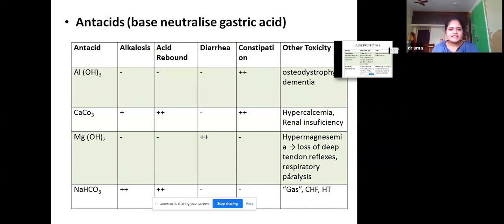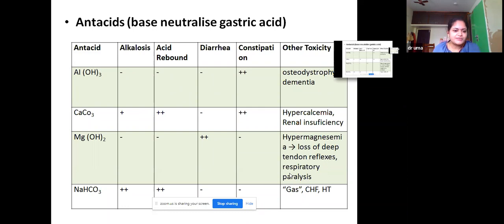So antacids are bases which neutralize the gastric acid. Among these, the systemic antacid is sodium bicarbonate. Others are aluminum hydroxide, calcium carbonate, and magnesium hydroxide. The systemic antacid causes retention of sodium. It also produces gas, which is manifested as belching, and causes retention of sodium, leading to congestive heart failure and hypertension.